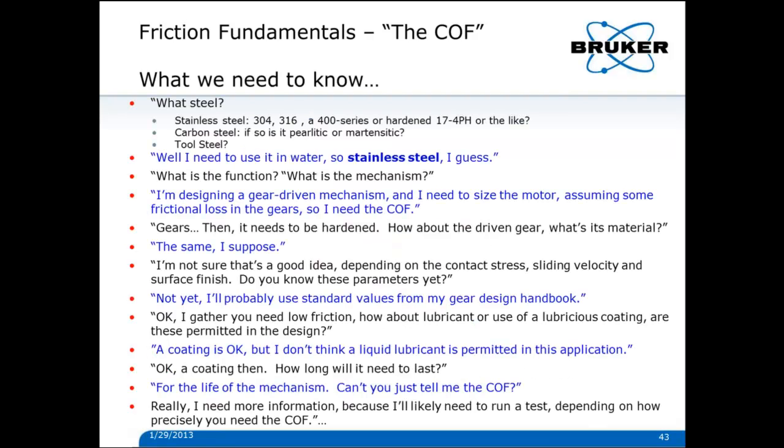Here's what we need to know, and this is just the start of a typical conversation. All right, dear colleague, what is the steel? Is it a stainless steel, 304 or 316? Is it a 400 series or a hardened 17-4 PH or the like?